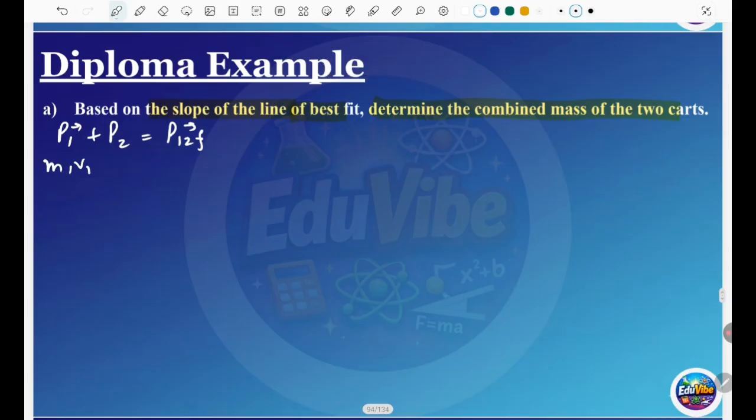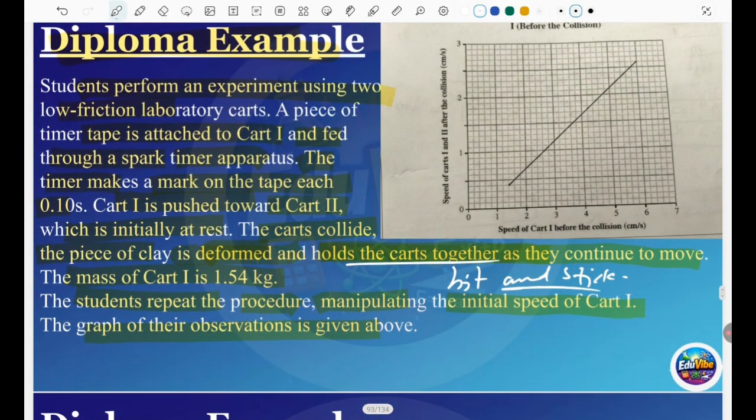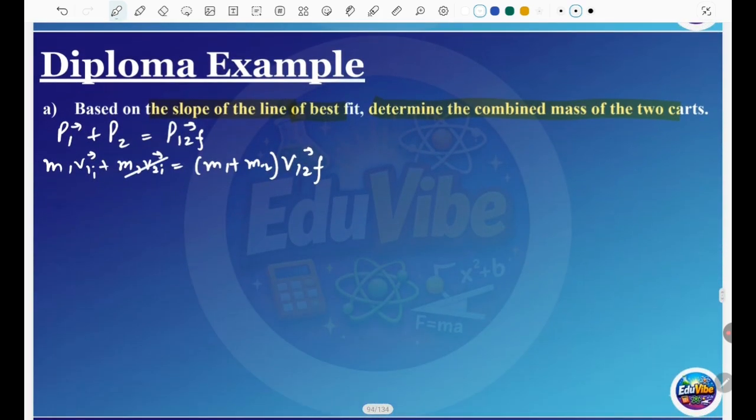So this means that m1 v1 initially plus m2 v2 initially is equal to the mass of both in the final form. So that's what we all know. But in that case, our car 2 starts initially at rest, so that term goes out.